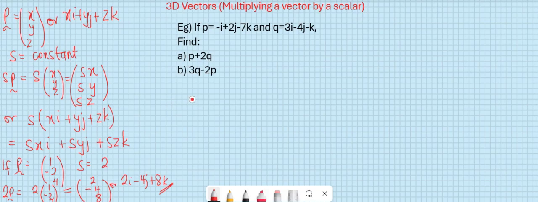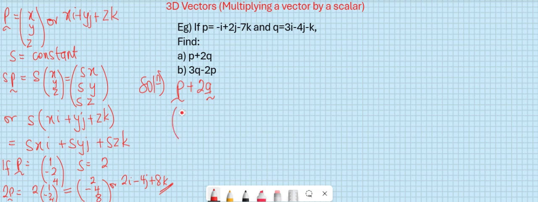Now let's take a look at this example. If P is equal to i minus 2j minus 7k, and Q is equal to 3i minus 4j minus k, let's find P plus 2Q. Now we can work in Cartesian form, or we can work in component form. Let's work in component form.